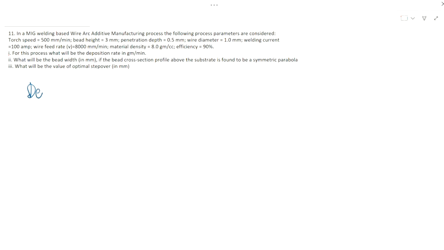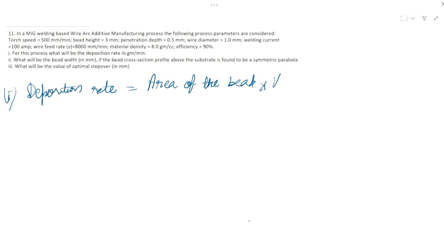Now the formula of the deposition rate is equal to area of the bead into velocity of the wire into density. A_W for area of the bead, velocity of the wire, into density.